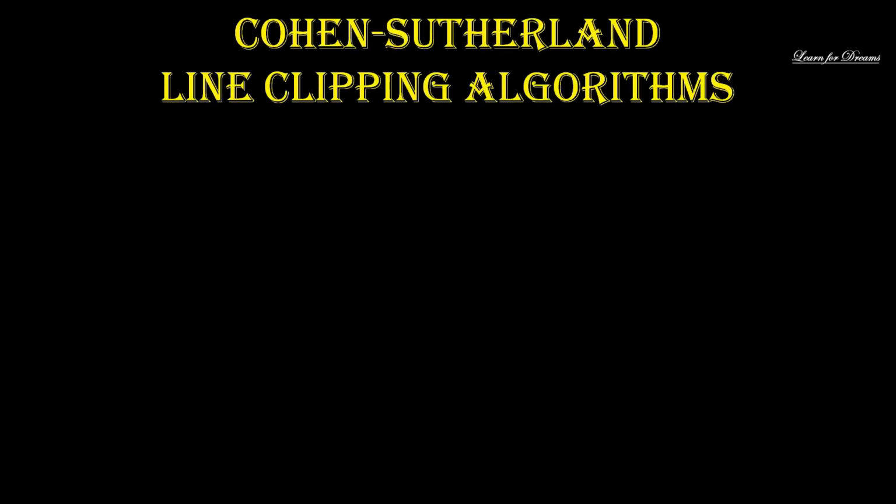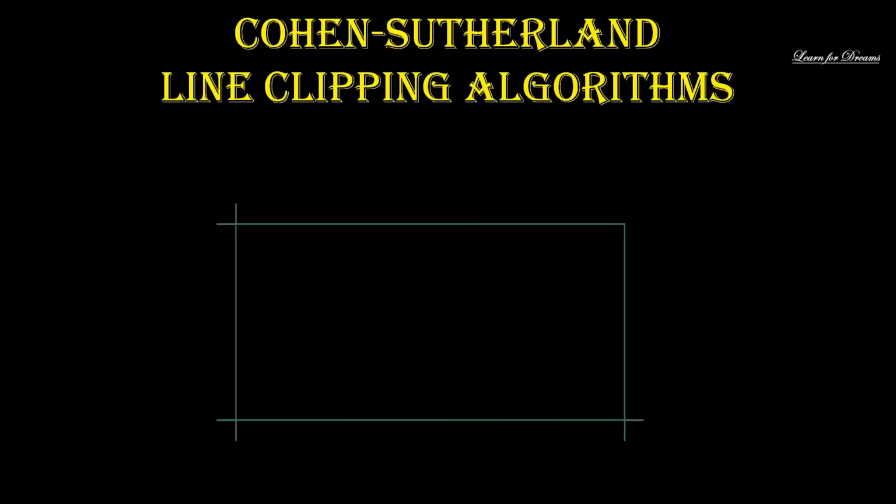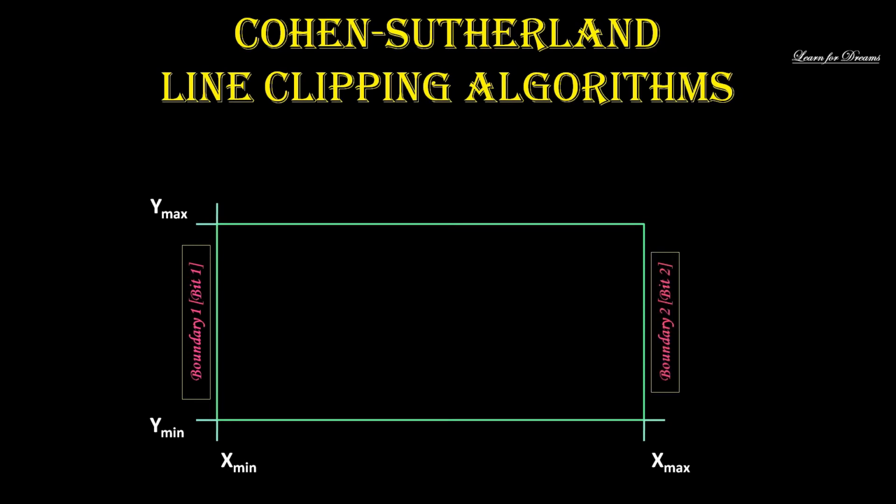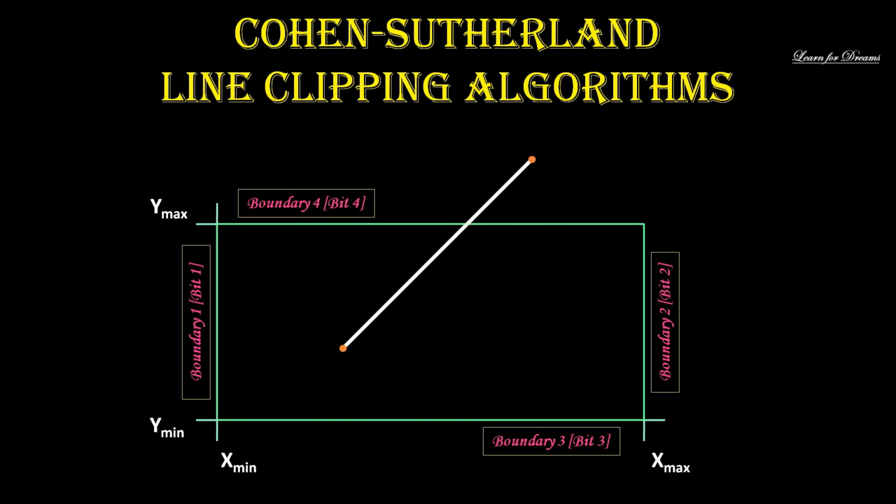Now let's see Cohen-Sutherland line clipping algorithm. Suppose this is a selected window with boundary limitations x minimum, x maximum, y minimum and y maximum. This is boundary 1 or bit 1. This is boundary 2 or bit 2. This is boundary 3 or bit 3. This is boundary 4 or bit 4. This is line with endpoints P1 (X1, Y1) and P2 (X2, Y2).